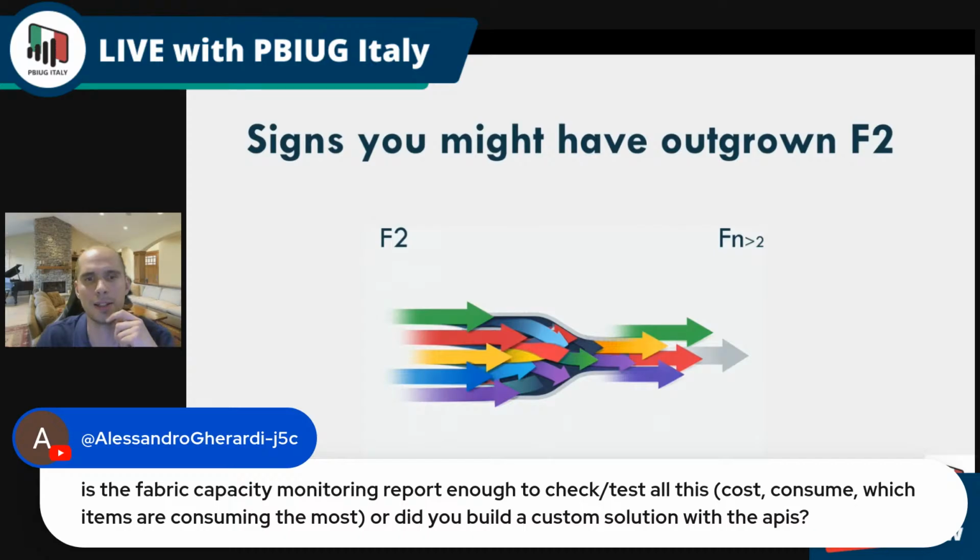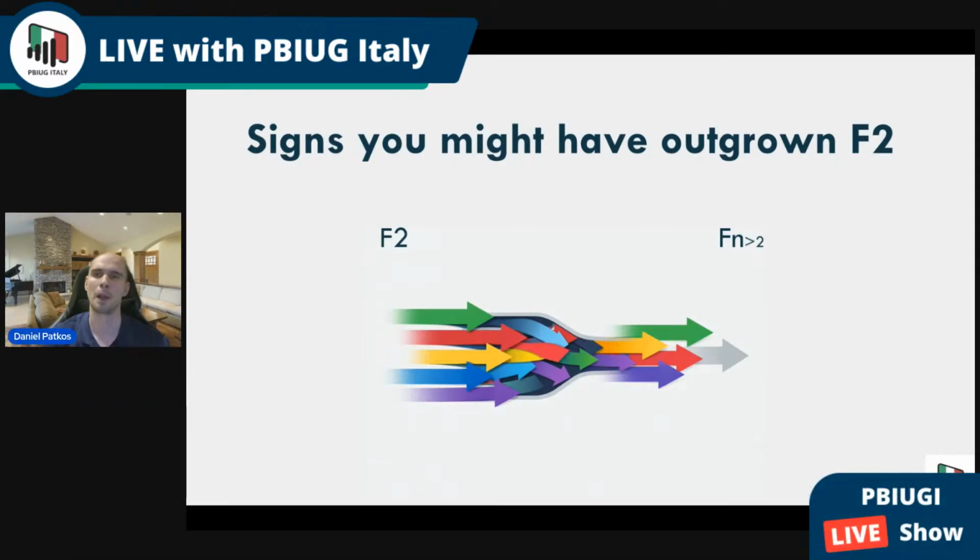Alessandro also asked if the Fabric capacity monitoring report is enough to check and plan ahead. I think it's enough, especially combined with the, how is it called? I will get back to this. Hope I will remember the name. There are two apps. One of those is the capacity consumption. The other one is the other, and those two combined are very, very helpful. Thanks for the questions.